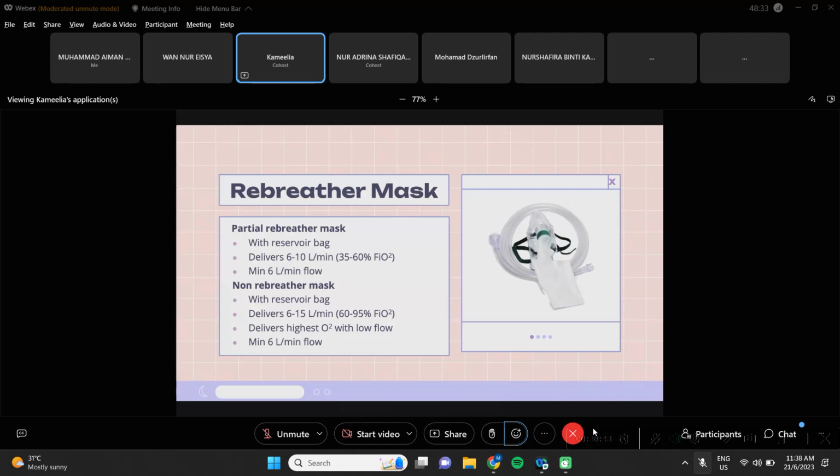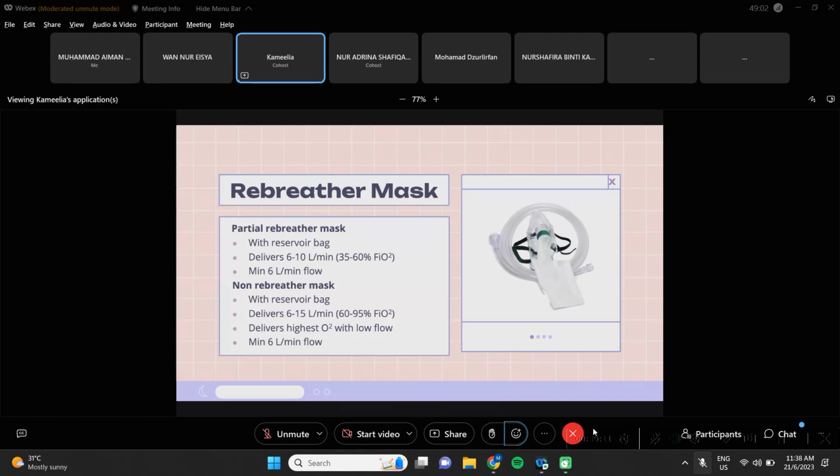And then it has holes on the side of the mask that still allow for air movement in and out to dilute the oxygen delivered, as well as allowing CO2 to escape. And so we do still have that same minimum 6 liter per minute in order to prevent that CO2 rebreathing. Partial rebreathers are capable of flows anywhere from 6 to 10 liters per minute, which gives us 35 to 60% FiO2.